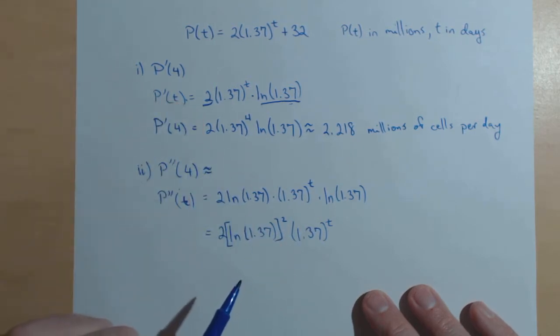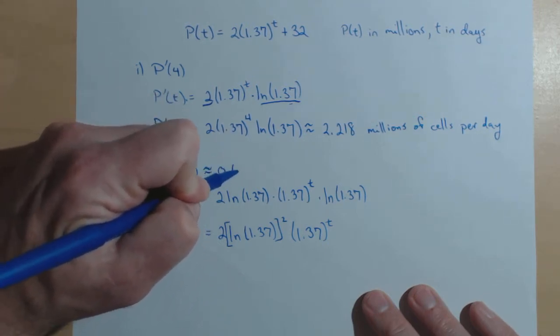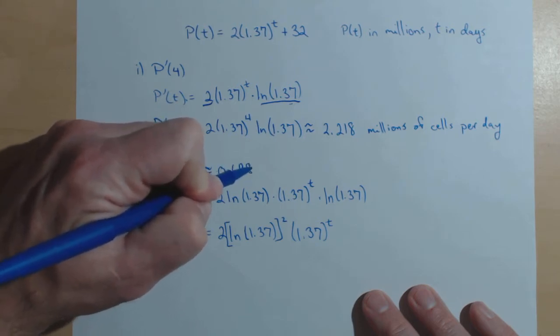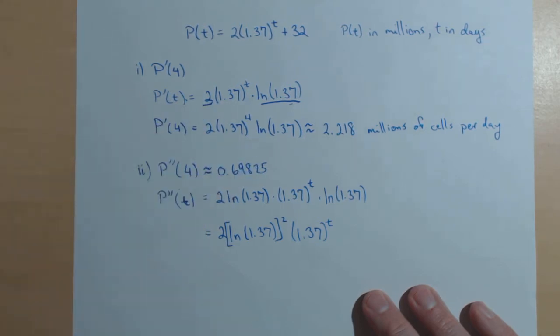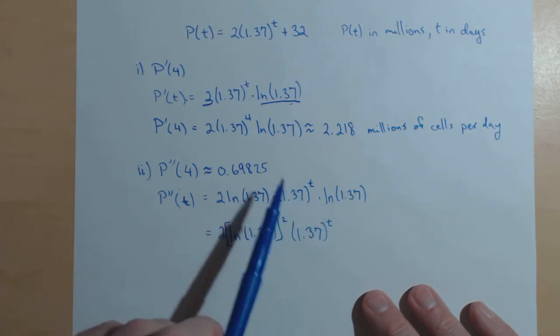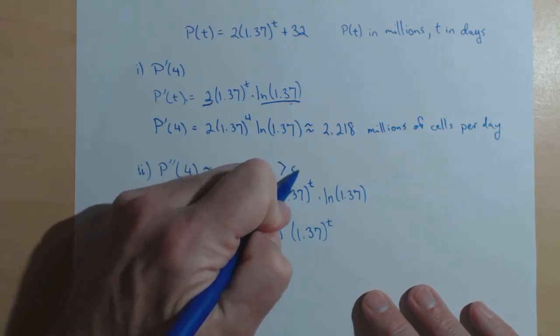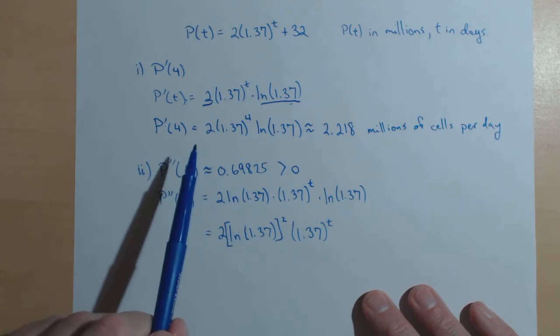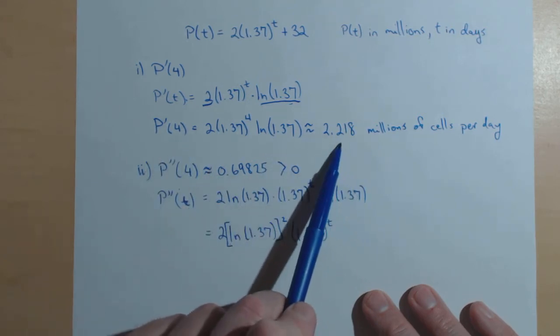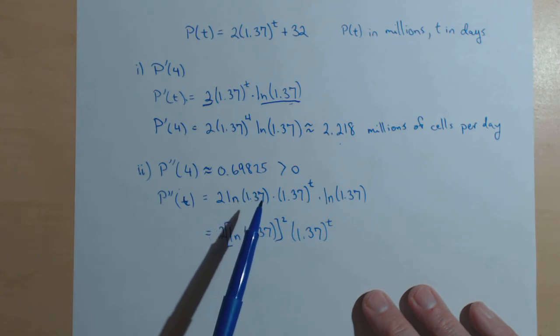And using our calculator, we get that this is approximately, all we really care if it's positive or negative to answer the question, but 0.69825. Now the units on this would be millions of cells per day, because we're looking at the rate that the derivative is changing. But because this is greater than 0, we can say that not only is the population of cells increasing, it's increasing at an increasing rate at day 4.